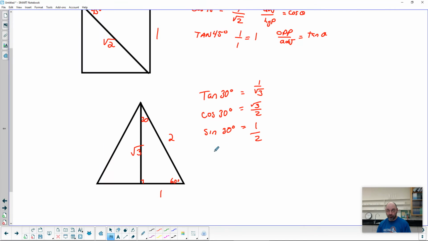Okay, we can also do the 60 degree angle as well. We can go tan 60, cos 60, and sine 60. So now we have to look at this angle down here. So tan is opposite over adjacent, root 3 over 1, which is root 3.